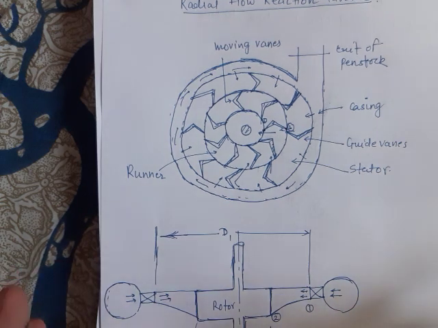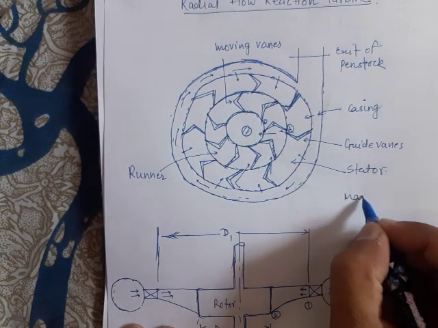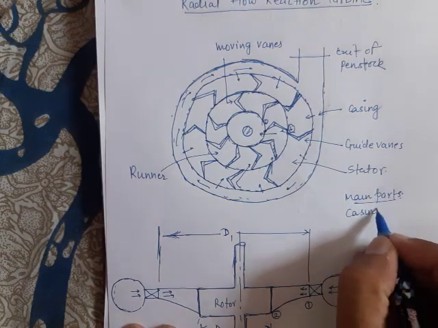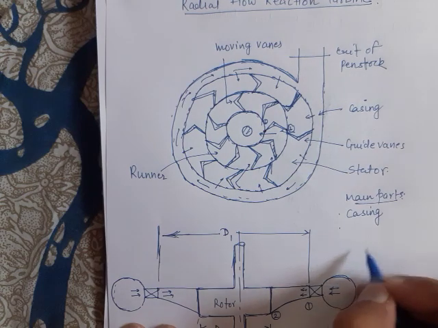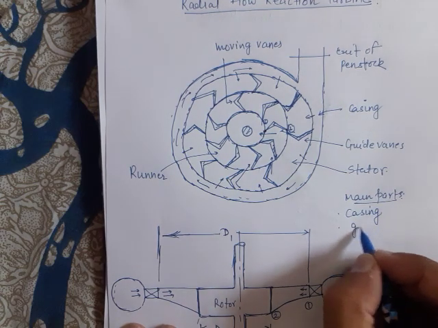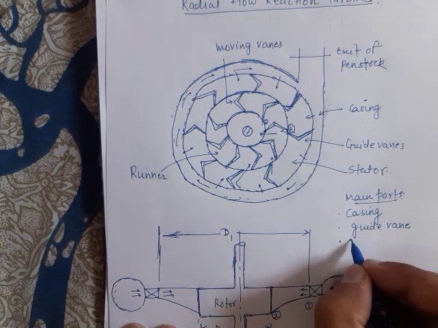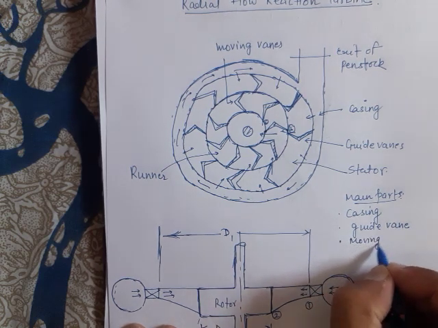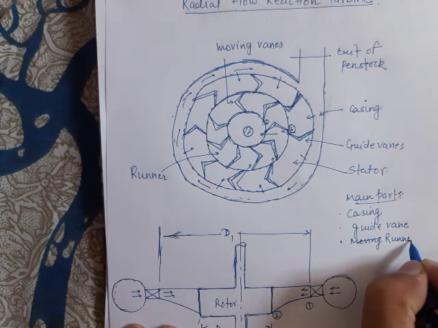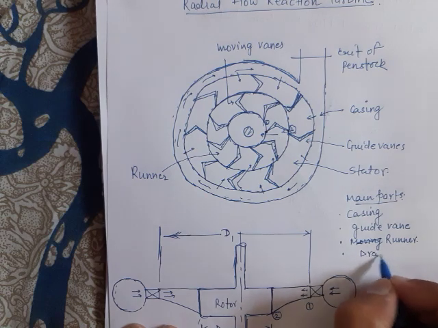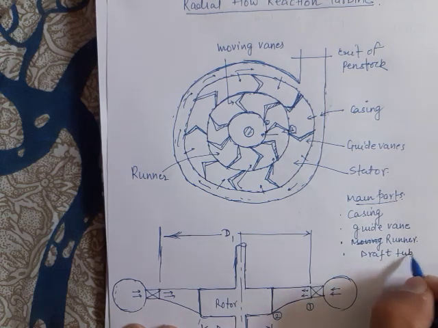So there are four important components, main parts, of the reaction turbine. If I have to write the main parts of a reaction turbine, then first is the casing. Water enters the casing. Once the casing is full of water, guide vanes guide the water toward the moving vanes, or runner vanes, or runner simply. And finally, one more component is there, the draft tube at the exit of the turbine, that we will deal with later on.